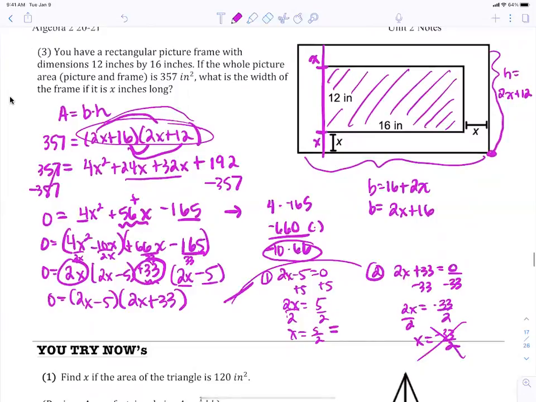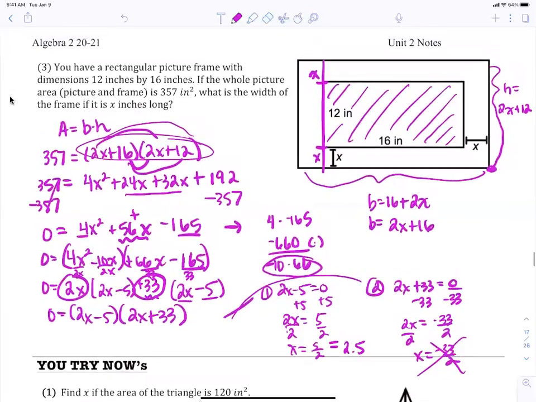So that just tells us that the width of our frame, we just want to make sure we answer the question. It says, what is the width of the frame? The width of the frame is 2.5. And then we're working in inches. So 2.5 inches wide.